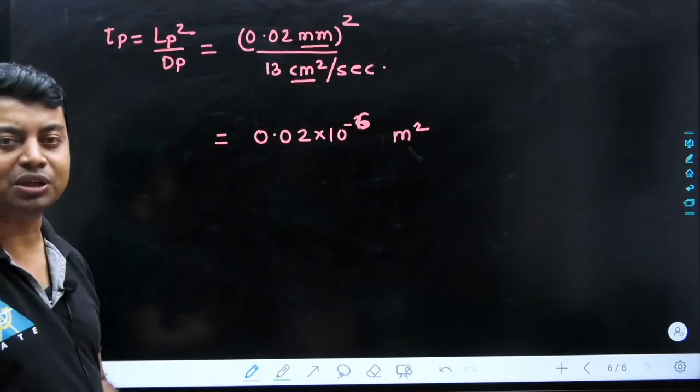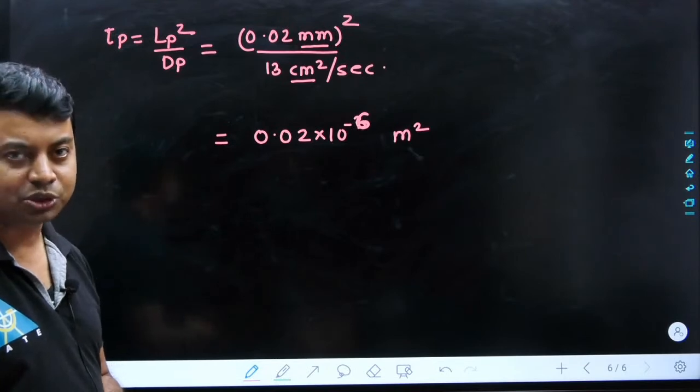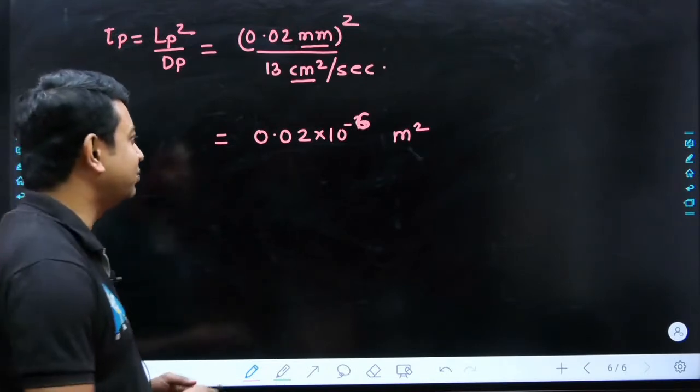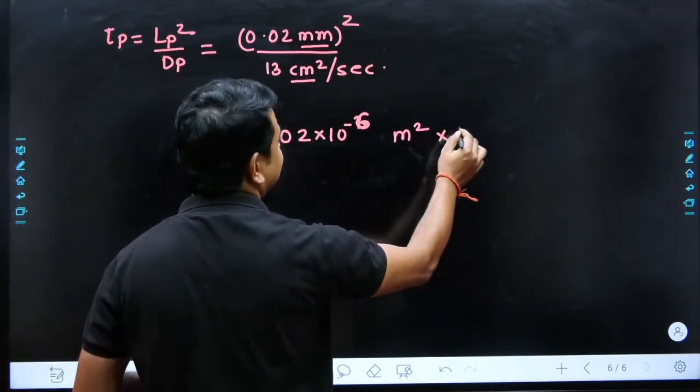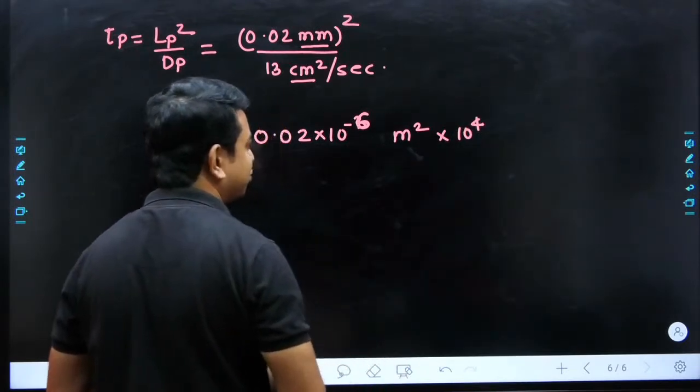Now it has to be converted into centimeter. When meter is converted into centimeter, the value has to be increased. So we have to write this multiplied by 10 to the power of, this is square and square, that is 4.